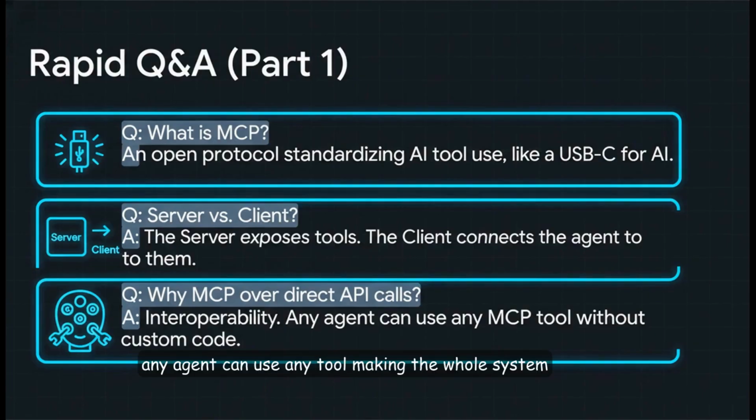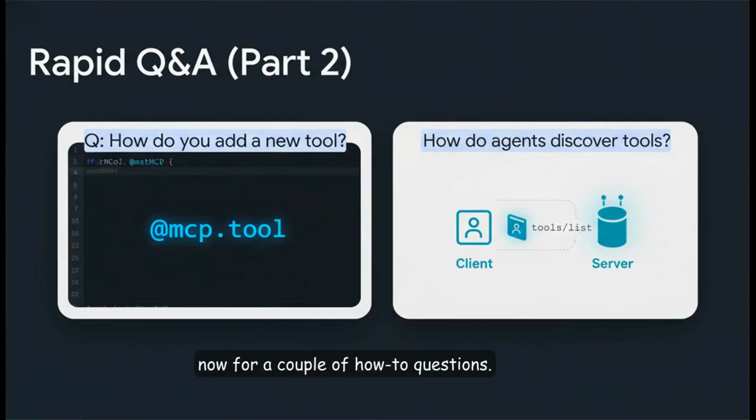With MCP, any agent can use any tool, making the whole system plug and play without writing custom code for everything. Okay, now for a couple of how-to questions. They ask, how do you add a new tool to an MCP server? You say, with a Python library like FastMCP, you just write a function and add the @mcp.tool decorator.